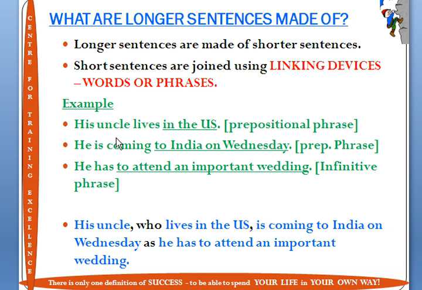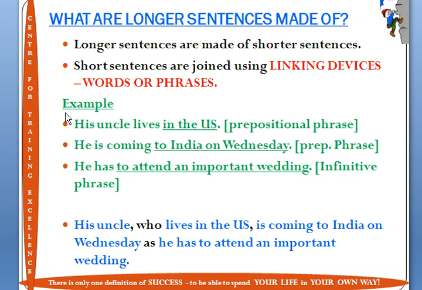His uncle lives in the US. Here, in the US is a prepositional phrase. He is coming to India on Wednesday. To India on Wednesday, again, these are prepositional phrases. He has to attend an important wedding. To attend an important wedding becomes your infinitive phrase.